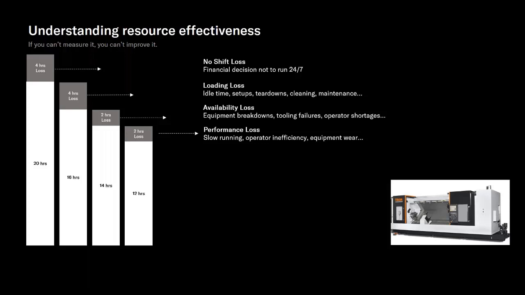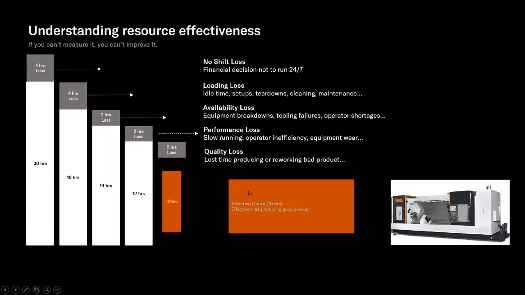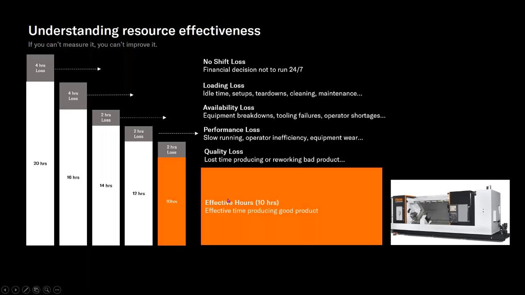And then finally, when you get to the point that we are producing parts, unfortunately, some of them do not pass your quality inspection and they need to be scrapped or they need to be reworked. So now we have a quality loss. So we started with 24 hours and end up with only 10 hours being effective. These are the hours when you're only producing good products.